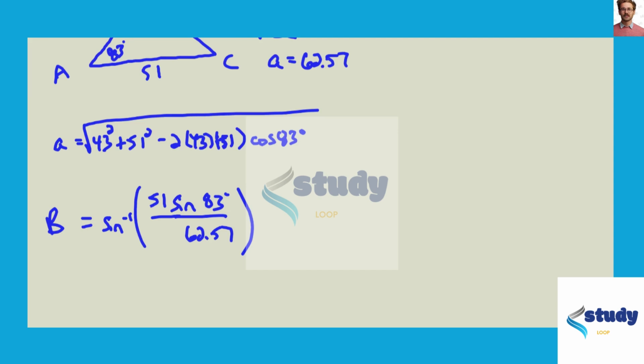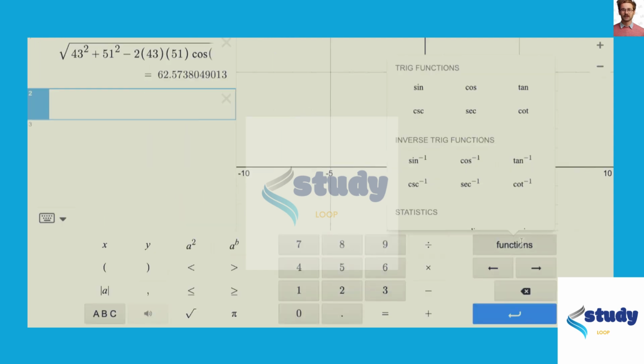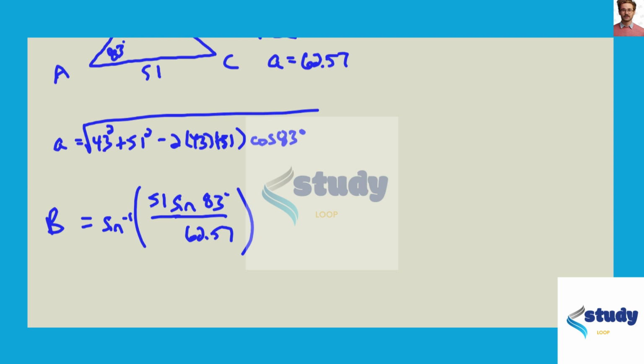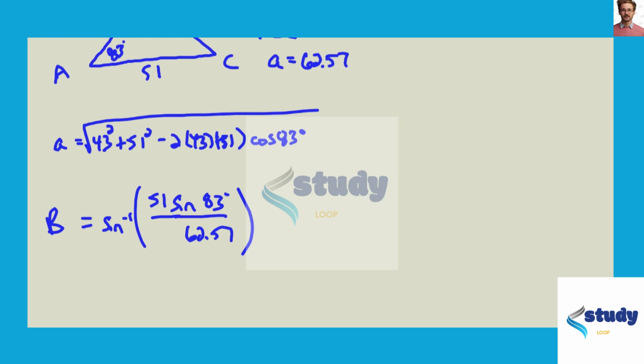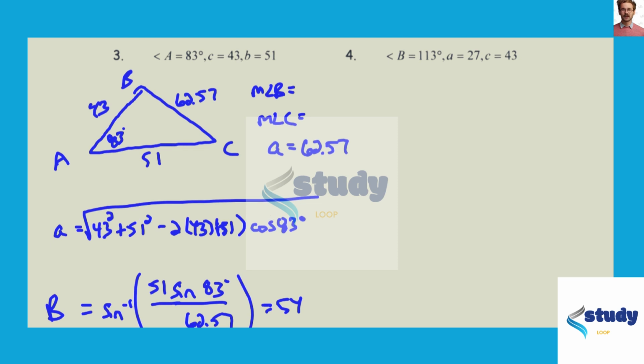And that can go straight into a calculator. So inverse sine of 51 sine 83 over 62.57. And I'm going to round the degrees to the nearest one, 54 degrees. 54 degrees for angle B.